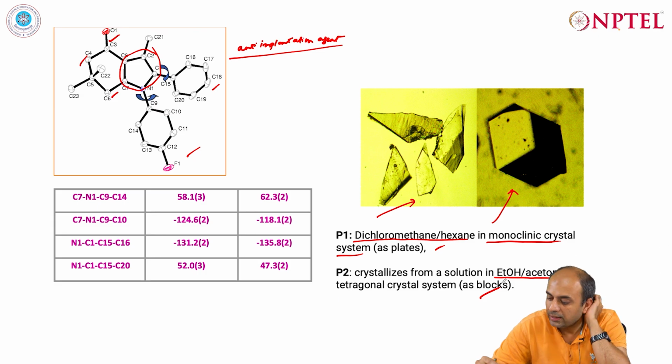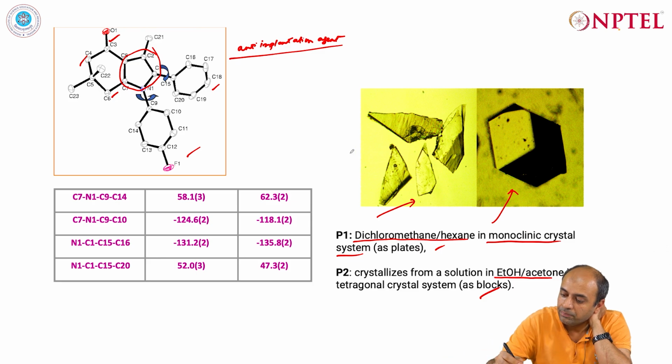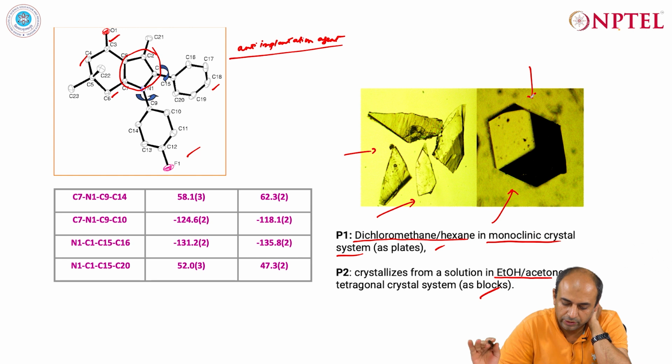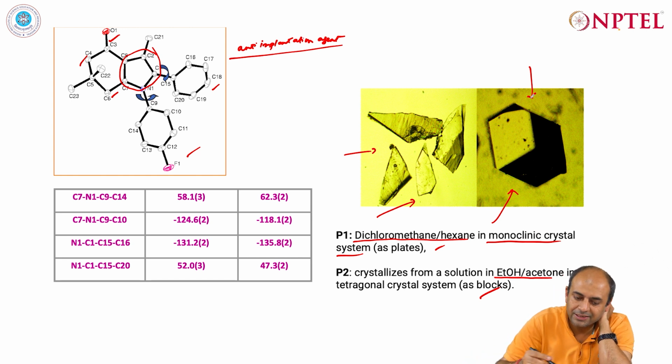One is as plates, another is as blocks. It is also realized that crystallizing this compound in different conditions using different kinds of solvents mostly gave the plate form, but the block form was very rarely observed. On determination of the crystal structure and looking at the overall geometry of the molecule, you can see that the C9-N1 bond and the C-C bond are very flexible.